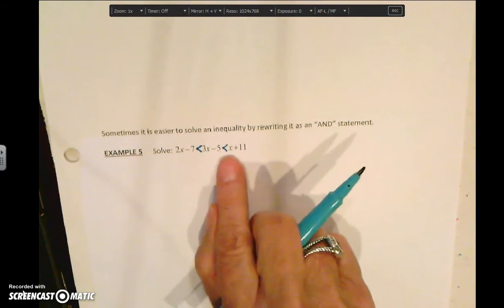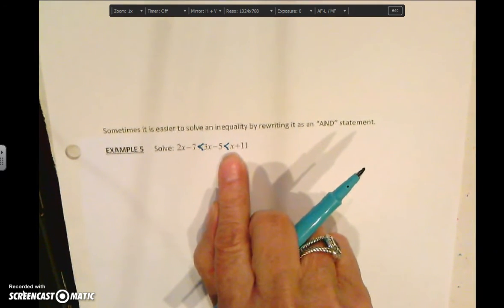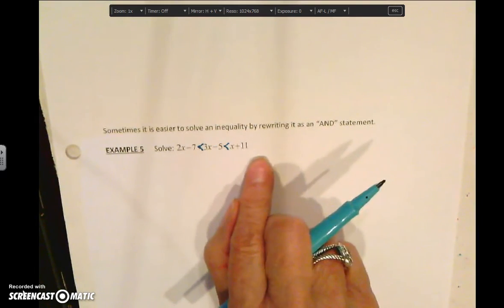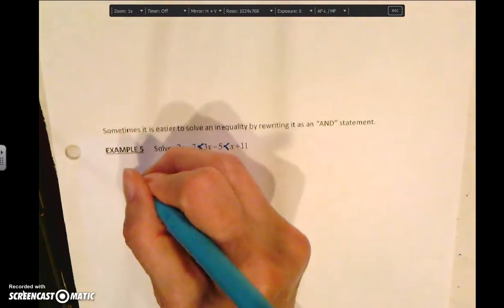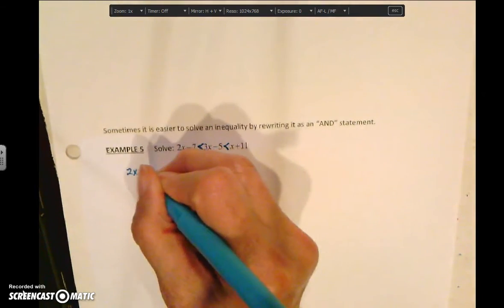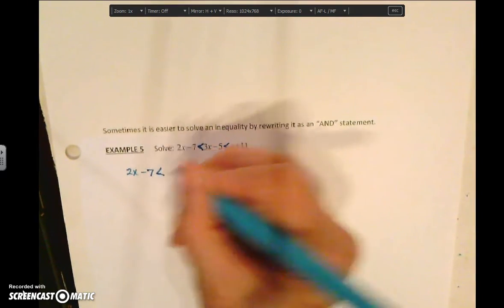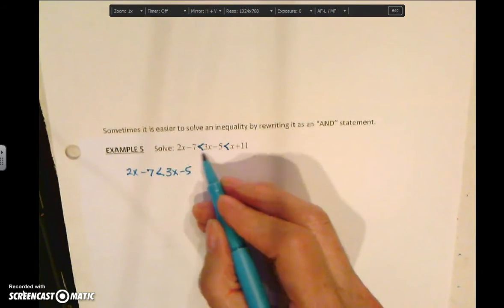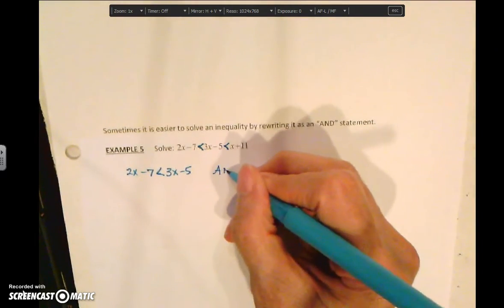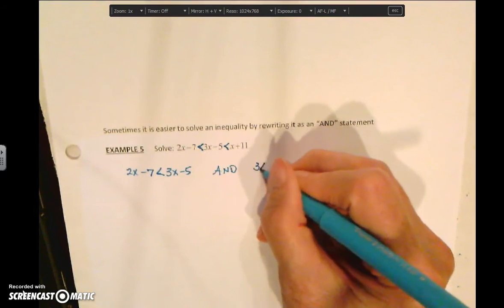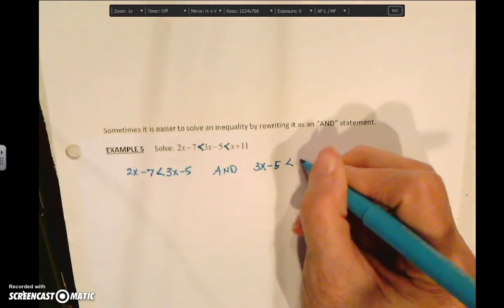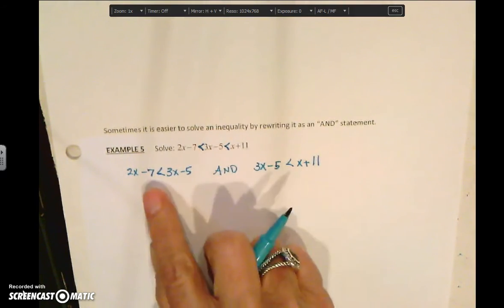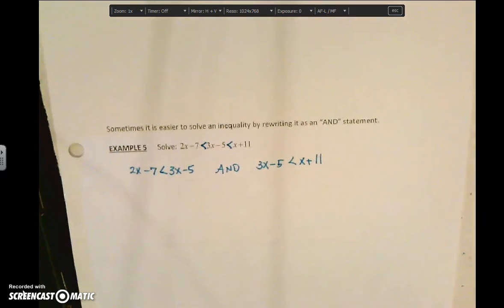So when I have a situation like this, it is only going to work if we split it into 2 separate inequalities with the word "and" in the middle. So I'm going to say 2x minus 7 is less than 3x minus 5. So that's this left part right here. And 3x minus 5 is also less than x plus 11. So kind of separate out the 2 inequalities and write one on the left and one on the right.